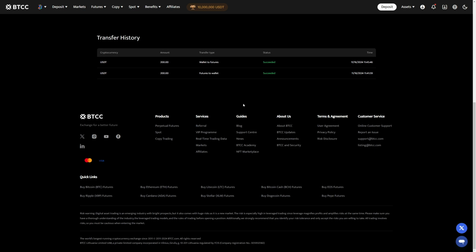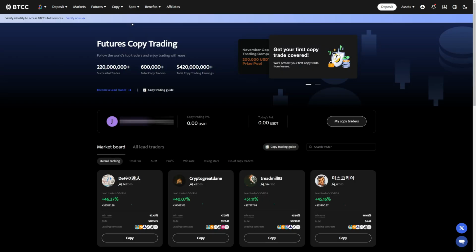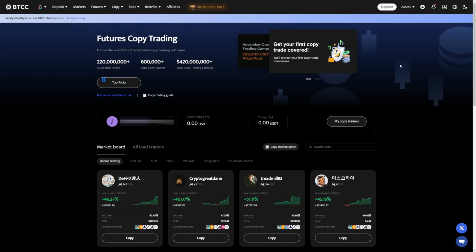Similarly, if you have funds on your spot wallet, you need to transfer them to your wallet and then to your futures account. After funding our BTCC futures account, we can jump right into copy trading: hover over copy on the left side, and then click on futures copy trading. Now we are in the BTCC copy trading dashboard, and now we can analyze the lead traders on the BTCC crypto exchange. We are the copy trader, and the traders that we follow will be called lead traders.